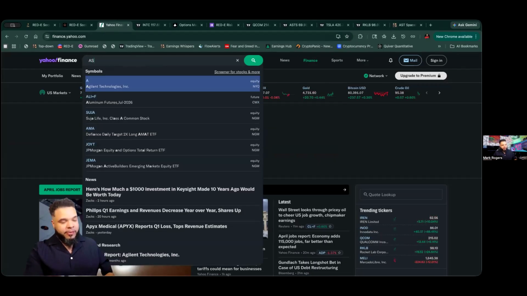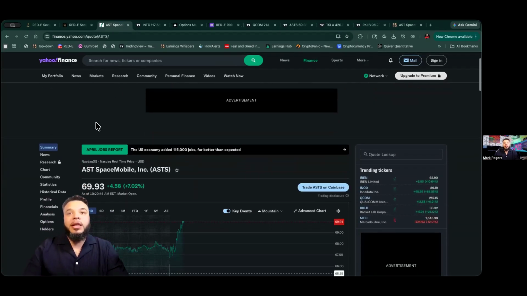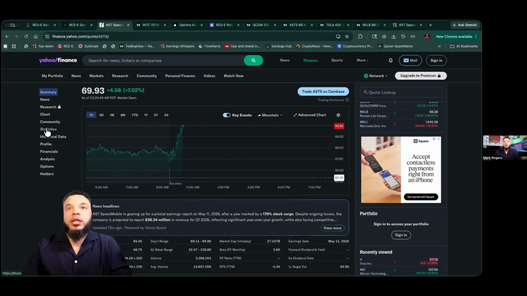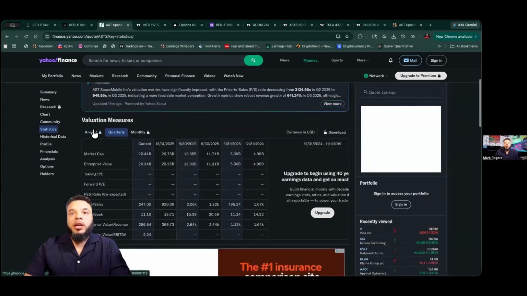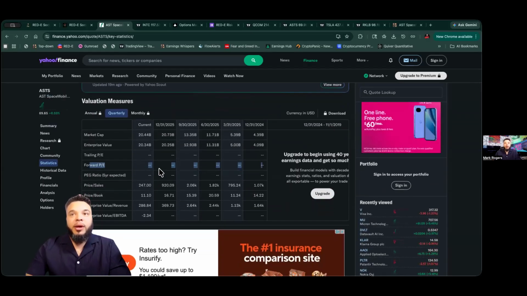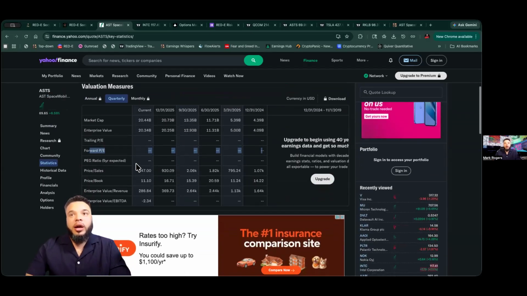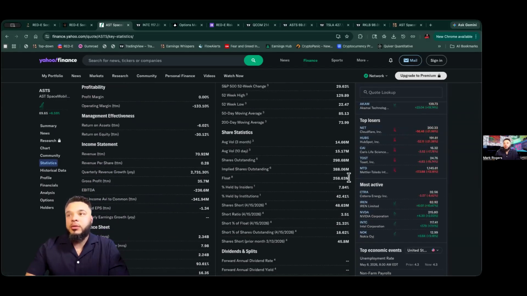Once I come to Yahoo Finance, I go to ASTS Space Mobile. A couple of key things I like to look at, which I teach in the mentorship, are under statistics. First things first, do we have a forward price to earnings ratio? Documented right now, we do not. All right. Now, next thing I want to know is the float. How is it? Okay. Now, if it's below 500, it's not necessarily seen as a solid, stable company just yet.